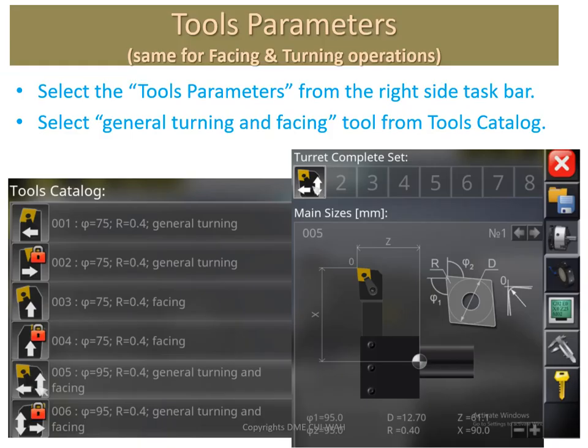After setting the workpiece parameters, now you have to select the tool parameters. For this, you will click this third icon in the figure. This is for the tool selection. When you click this icon, this window will appear.